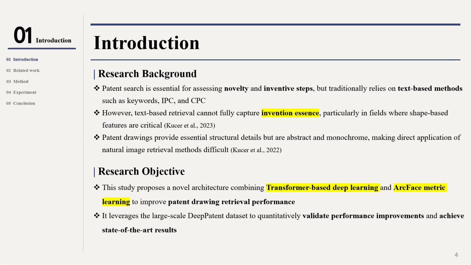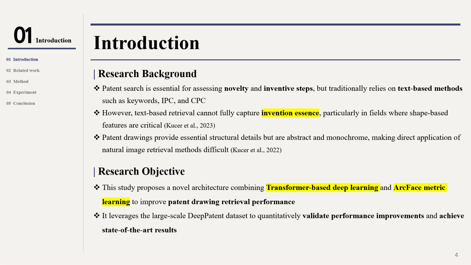Patent search is essential for assessing novelty and inventive steps, but traditionally relies on text-based methods such as keywords, IPC, and CPC. However, text-based retrieval cannot fully capture the invention's essence, particularly in fields where shape-based features are critical. Patent drawings provide essential structural details but are abstract and monochrome, making direct application of natural image retrieval methods difficult.